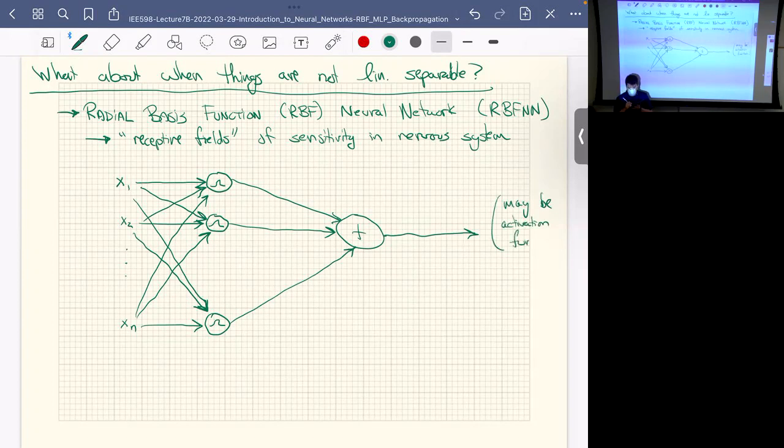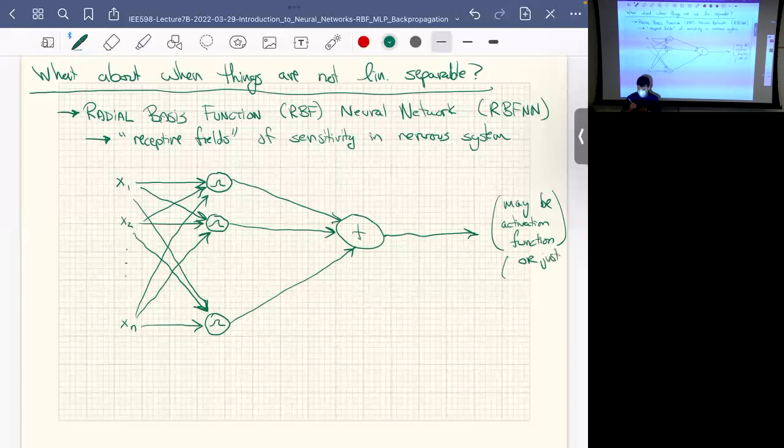Or I can just assume linear, say, or just linear. And for now, I'm not going to worry about the activation function. All right, so what the heck do these radial basis functions look like?